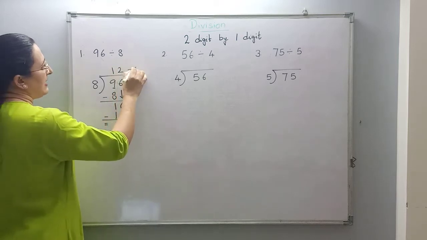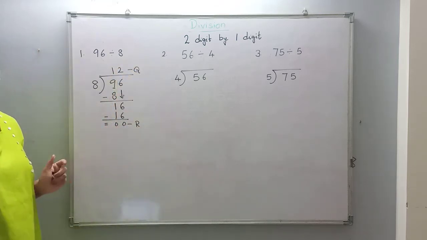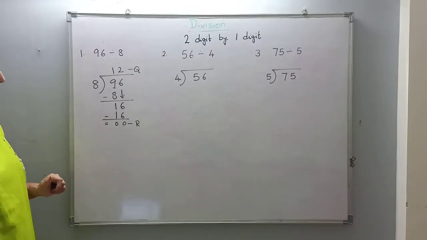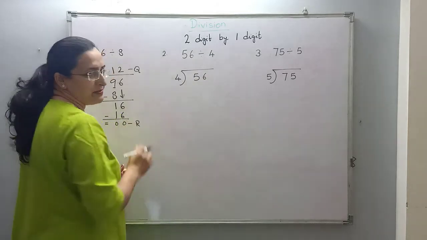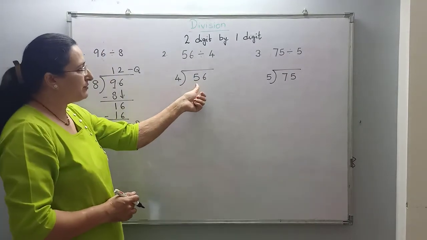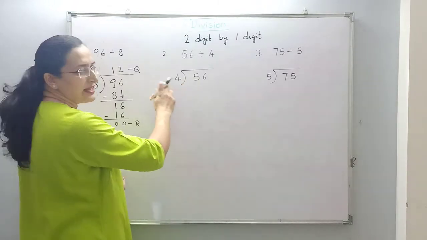So we have 12 as the quotient and 0 as the remainder, or no remainder. Now let us see another sum. 56 divided by 4. Again see the first digit. The first digit of the number is greater than 4.